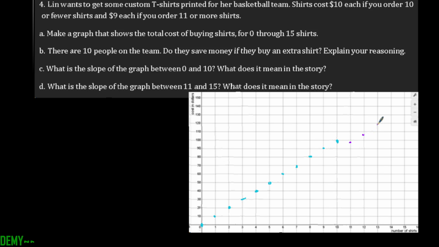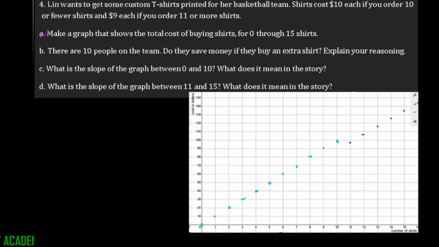117, 126, 135, and just below that is 144. So notice how it changes because those pricings are different. So we did part A. Again, graph out those points, and notice that change after 10.